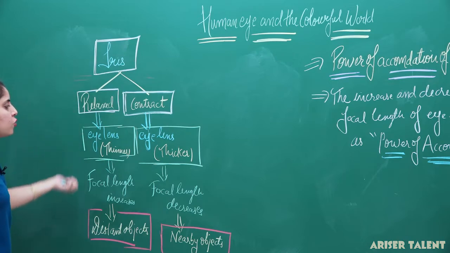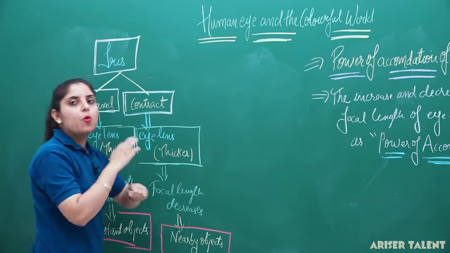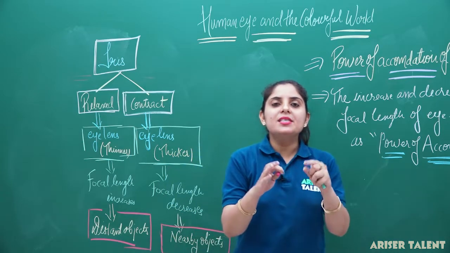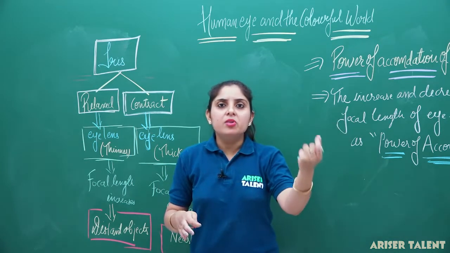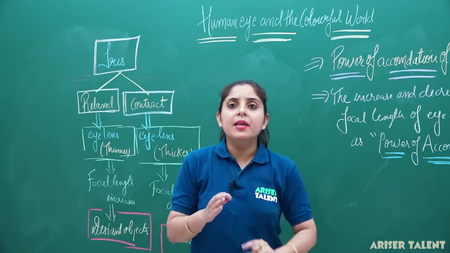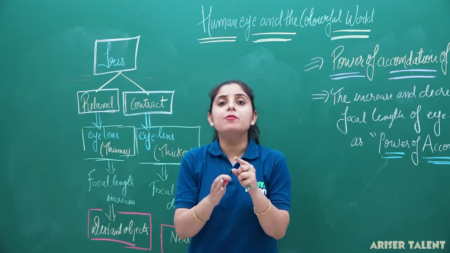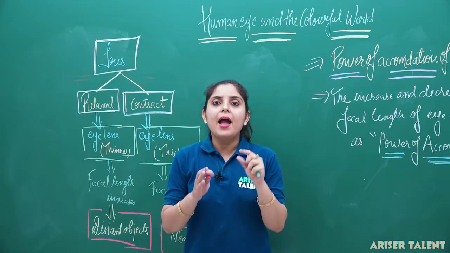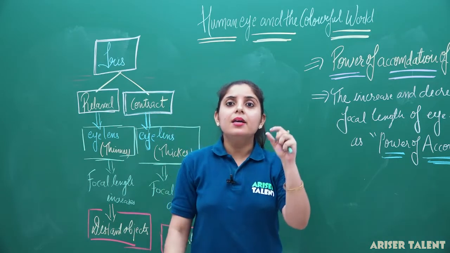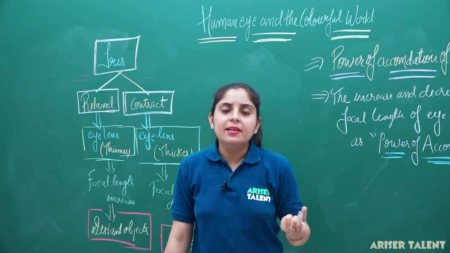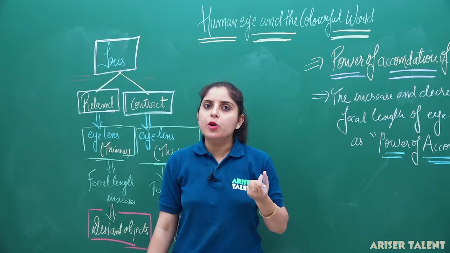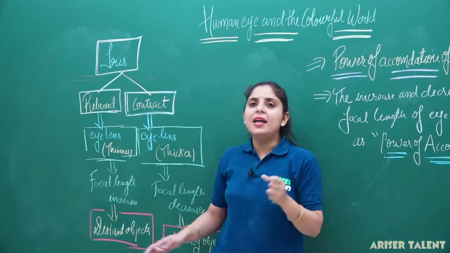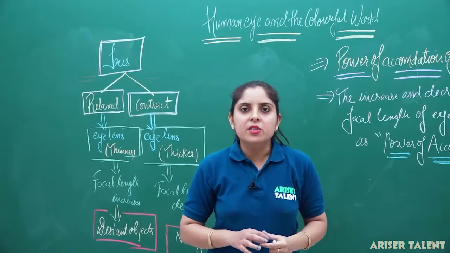So this flow chart tells you in a simpler way that when the iris contracts or relaxes, the lens will become thick or thin. When the lens becomes thin, the focal length is increased, and if the focal length is large, you can see the distant objects very clearly. And if the lens is thick, the focal length is going to be decreased, and if the focal length is decreased, you can see only nearby objects clearly.